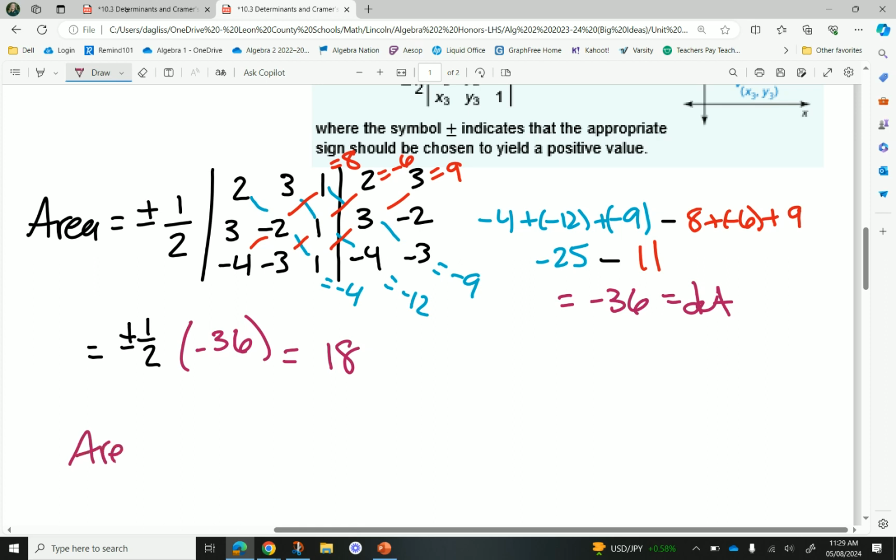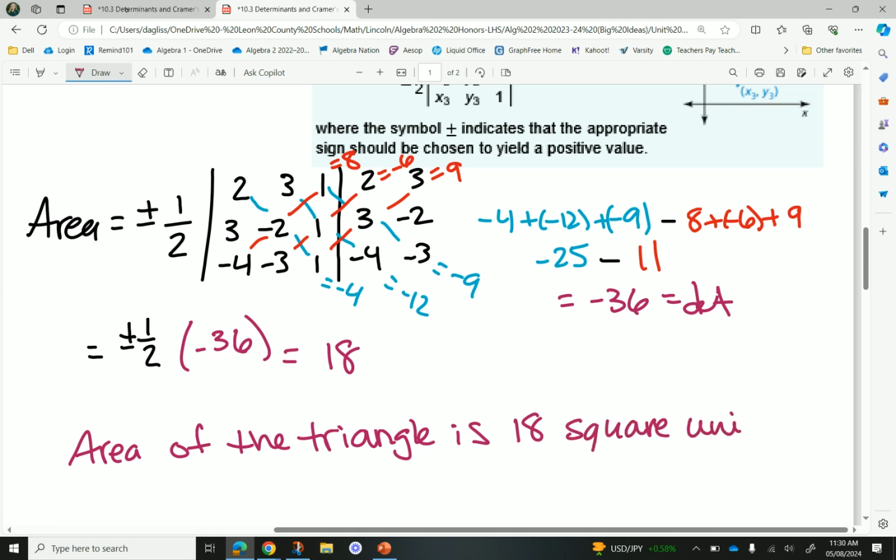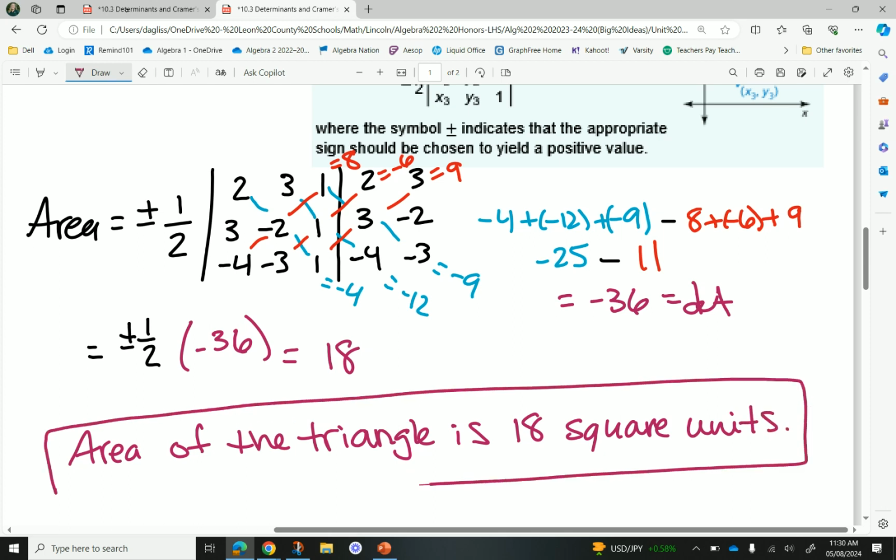So the area of the triangle is 18 square units. They didn't tell me what it was. We just use the vertices. No side lengths needed.